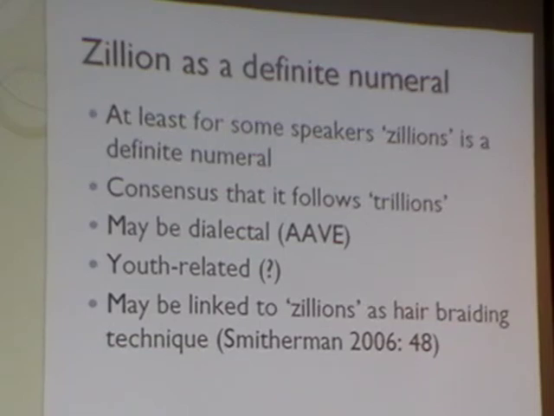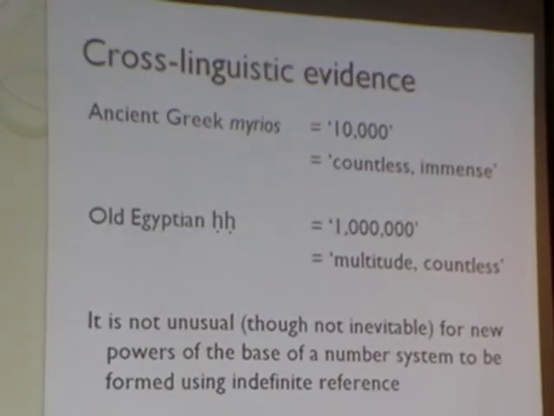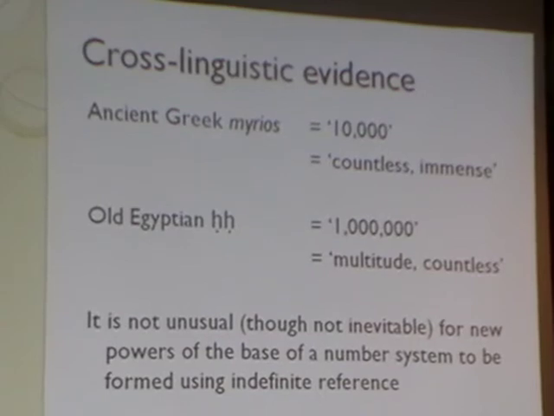Now this may seem weird, that a number like zillion would take on a definite reference, but it's not unheard of. So here are some cross-linguistic examples. Ancient Greek myrios was originally a word meaning countless and immense, and then only later took on the definite reference meaning 10,000. And similarly, the old Egyptian chech originally meant a multitude or countless, and then later got added into the Egyptian number system as the number meaning 1 million.